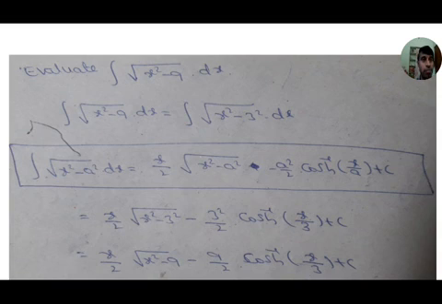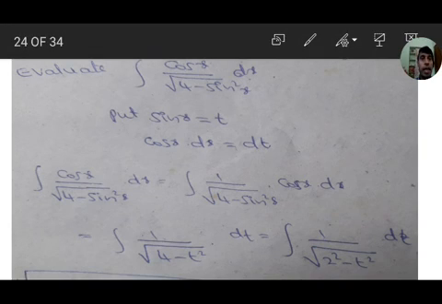Next problem. Evaluate integration cos x by square root of 4 minus sin square x dx. It is not in any standard formulas, the 9 formulas. So it can also be converted into standard formulas by substituting values.